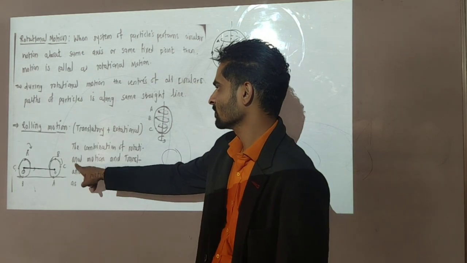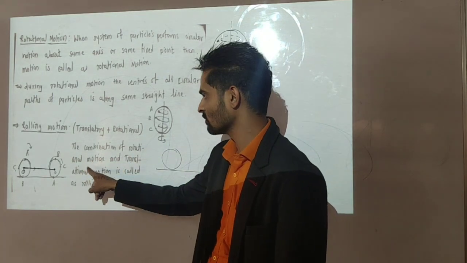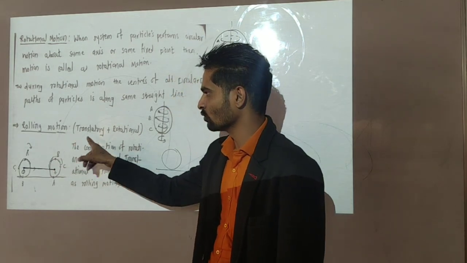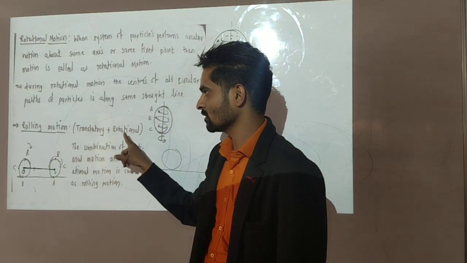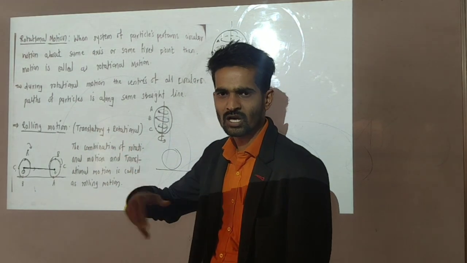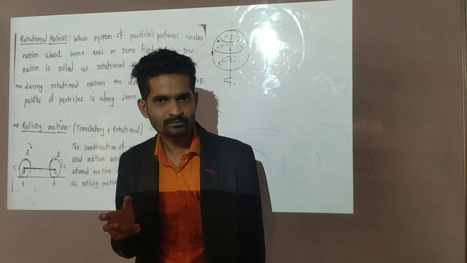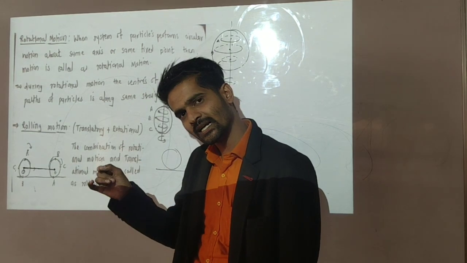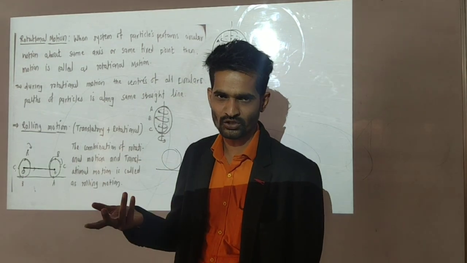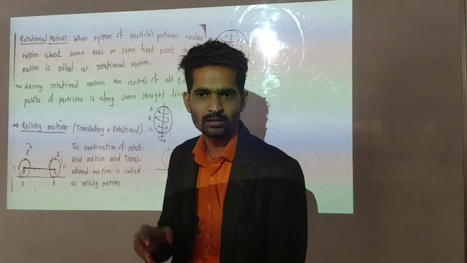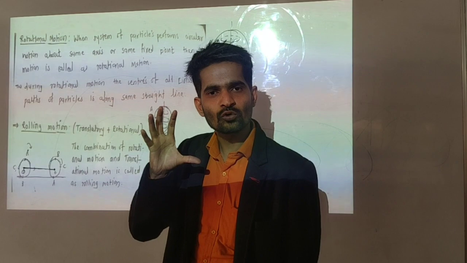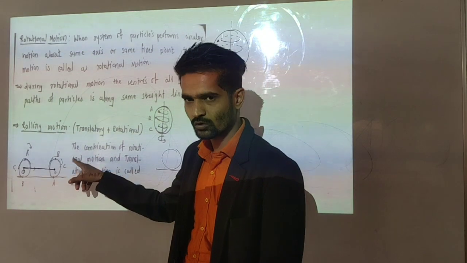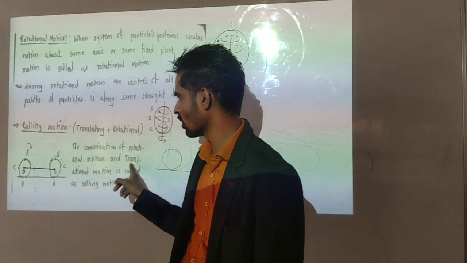So rolling motion is nothing but the combination of rotational motion and translational motion. Getting it? Rolling motion is the combination of translational motion and rotational motion. If you take the example of a vehicle, the center of the wheel is moving in a straight line, but the other particles are performing rotational motion. So this is a combination of linear motion and rotational motion, and we call this combination rolling motion. So rolling motion is nothing but the combination of rotational motion and linear or translational motion.